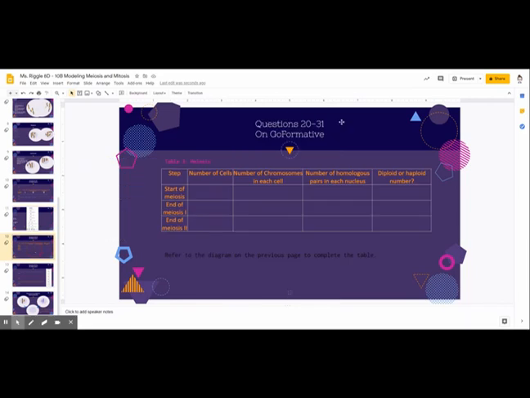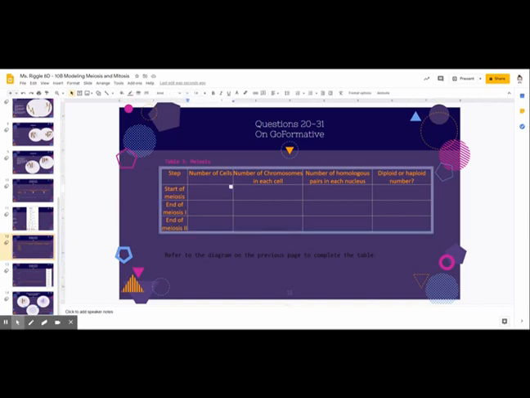So questions number 20 through 31 on Go Formative. When we started out meiosis, how many cells did we have? Were we looking at every single cell in the body of our organism, of our fruit fly, that can create gametes? No, that would be crazy to try to keep track of. We only looked at one cell. So the start of meiosis is 1.